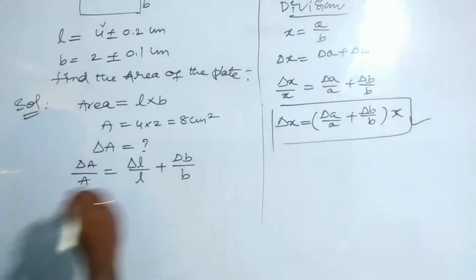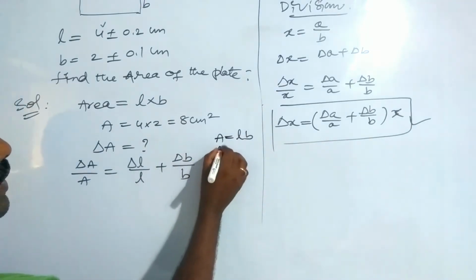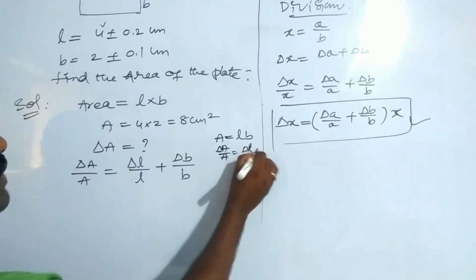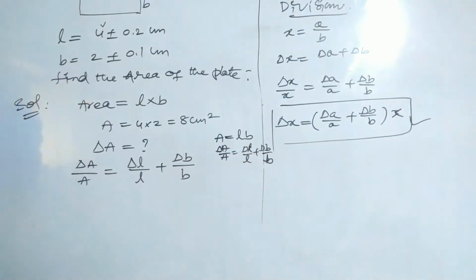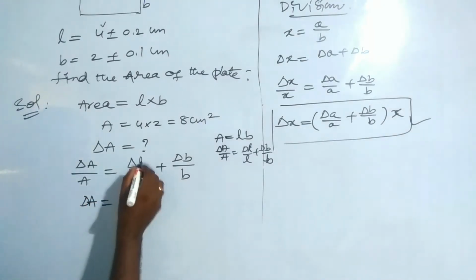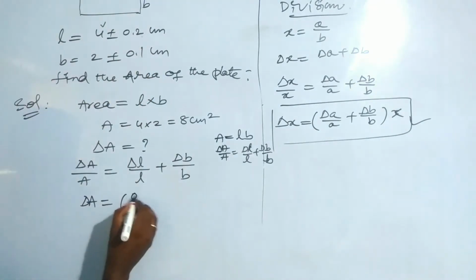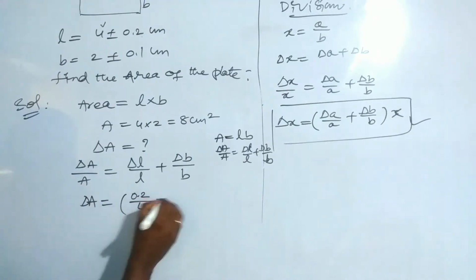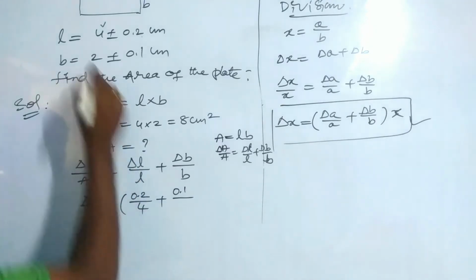Compared to x is equal to AB, here A is equal to LB. So here delta A by A is equal to delta L by L plus delta B by B. This is the formula I wrote here. What is delta L? This is delta L, and this is delta B. It is 0.2 by what is the L value? That is 4. And plus delta B, which is 0.1, by what is the B value? B is equal to 2.